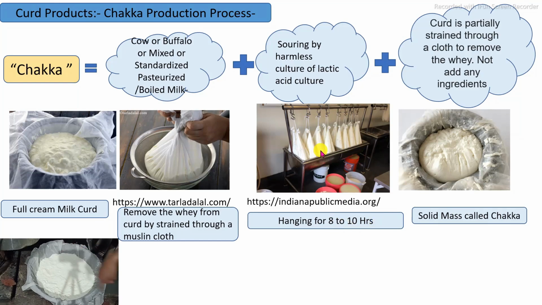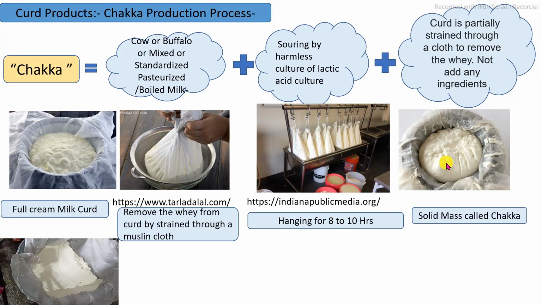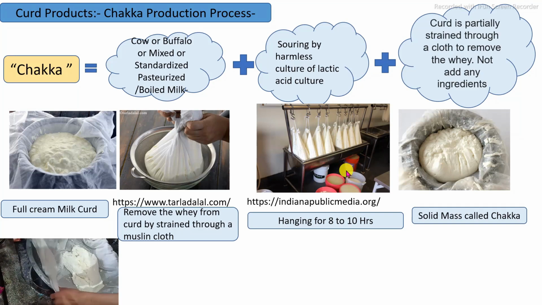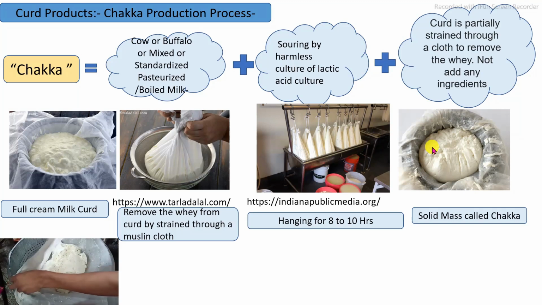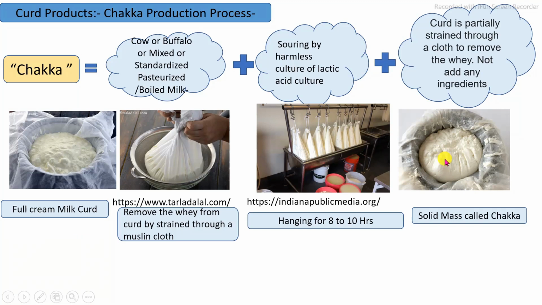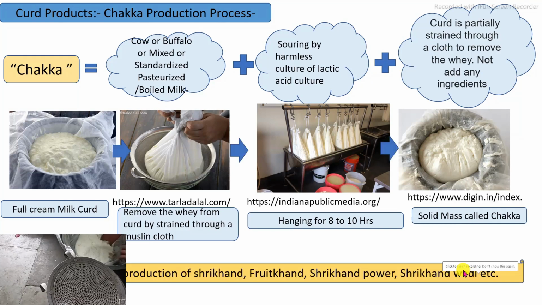If water is retained in the chakka, then after packaging, syrup formation occurs inside the Shrikhand. We must maintain proper hanging for 8 to 10 hours to remove the whey, and finally we get the thick consistency of the chakka. These are the terms involved in the production of the chakka, and after its preparation, the chakka is converted into various products.